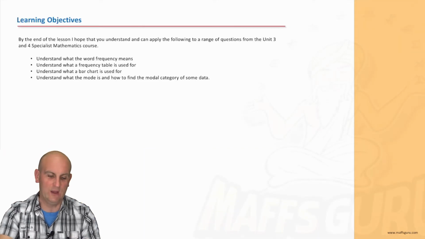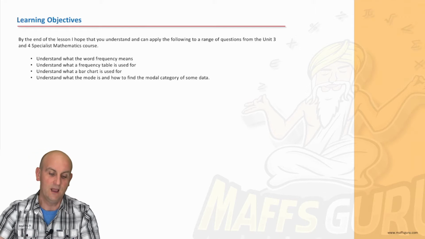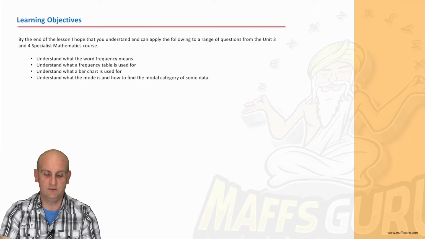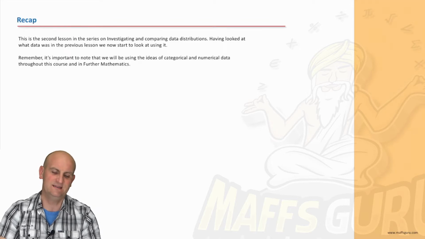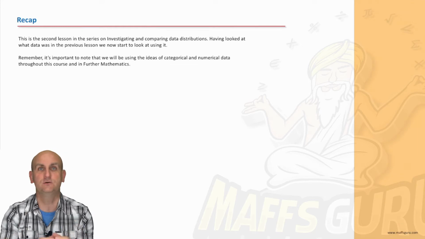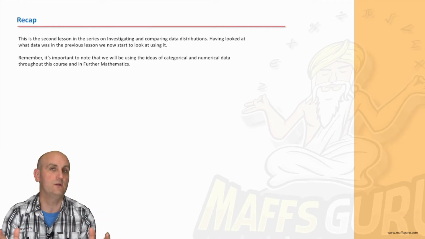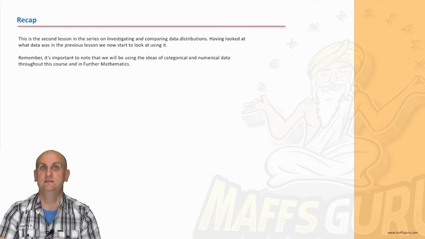Now, what are we doing today? Well, our learning objective is to understand what the word frequency means. You may already know this. Understand what a frequency table is used for, understand what a bar chart is used for, and understand what the mode is. Some of these things you will already know from previous years, and that's good, but this course feeds directly into Further Maths Units 3 and 4, and it is phenomenally important. If you're not doing those courses, data is really important and helpful in every single topic.